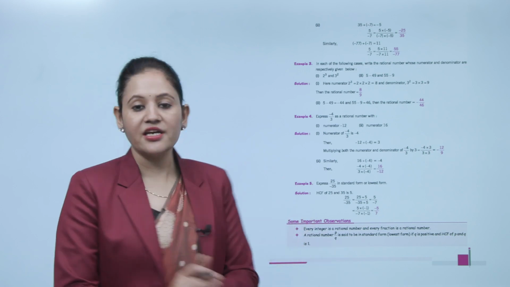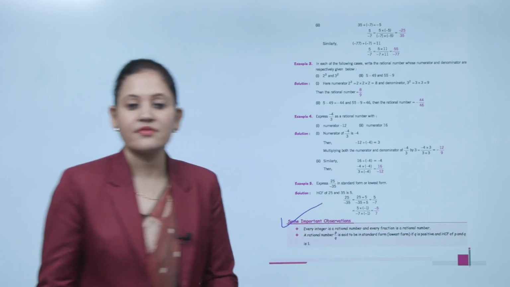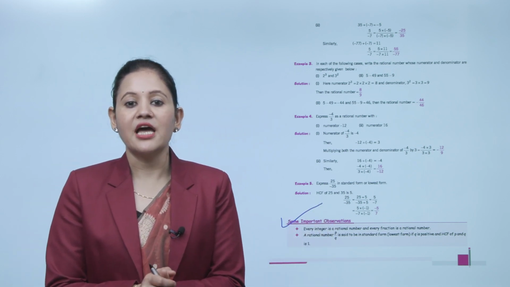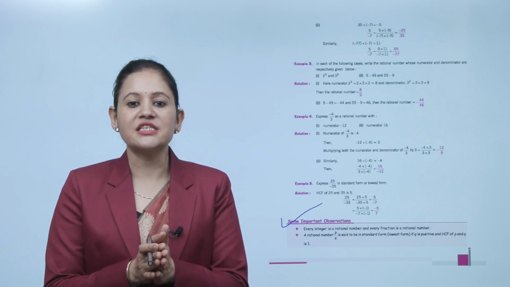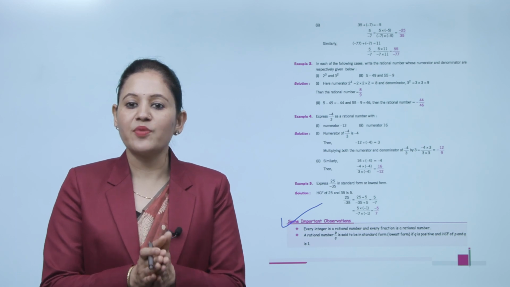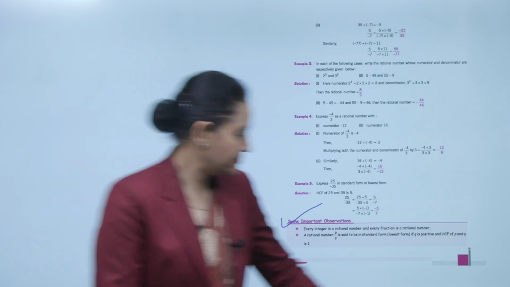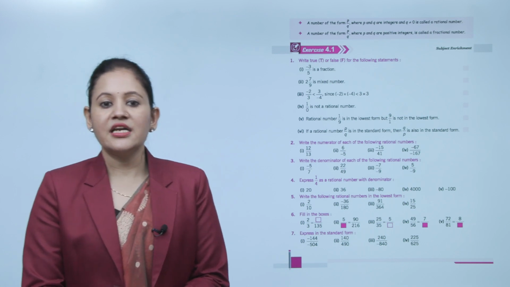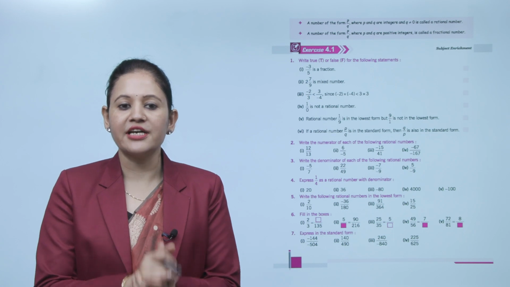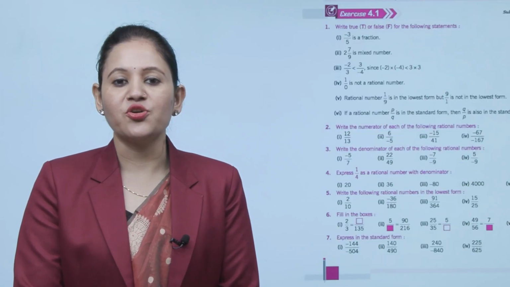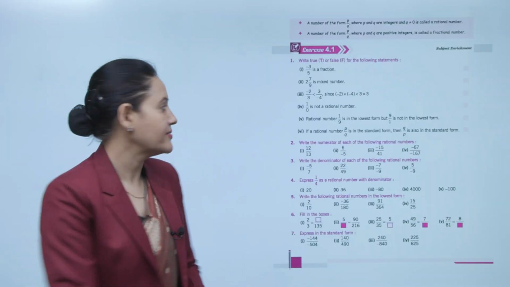Some more examples are given here. You have to practice them. Next are some important observations. Every integer is a rational number and every fraction is a rational number. A rational number P upon Q is said to be in the standard form or lowest form if Q is a positive number and HCF of P and Q is 1. A number of the form P by Q where P and Q are integers and Q not equal to 0 is called a rational number. A number of the form P by Q where P and Q are positive integers is called a fractional number. Next is exercise 4.1.